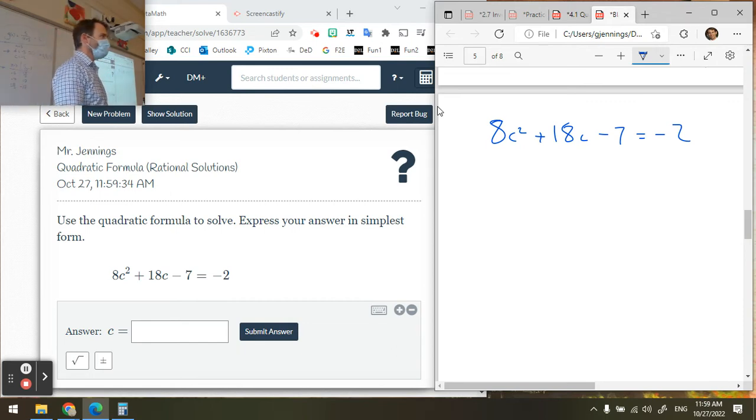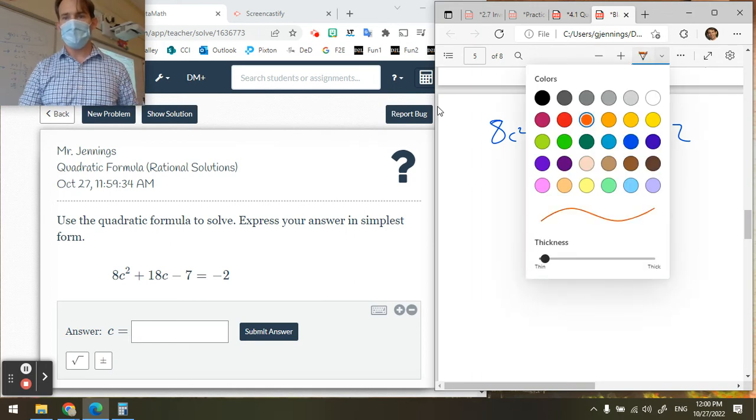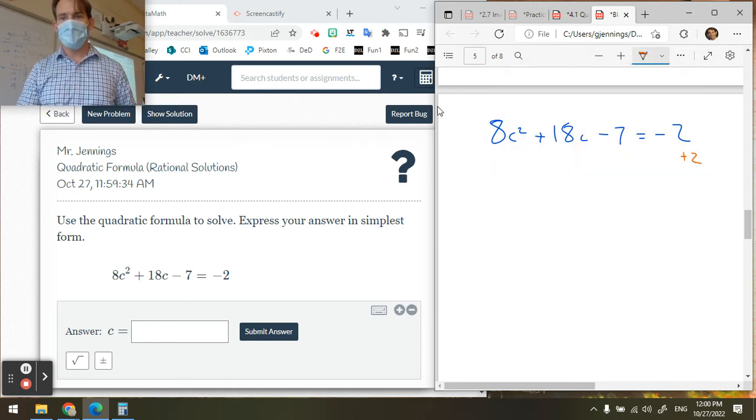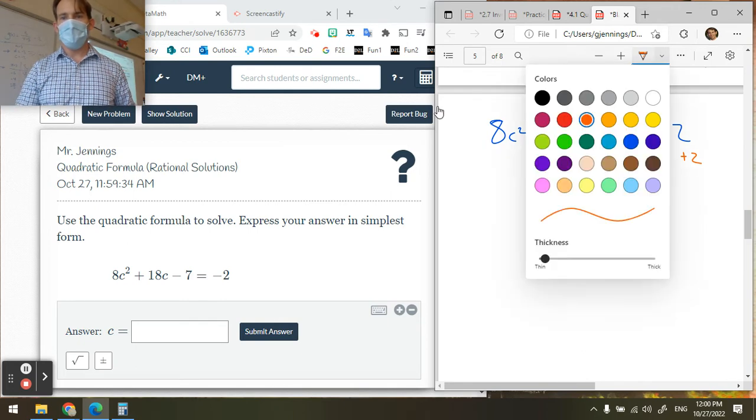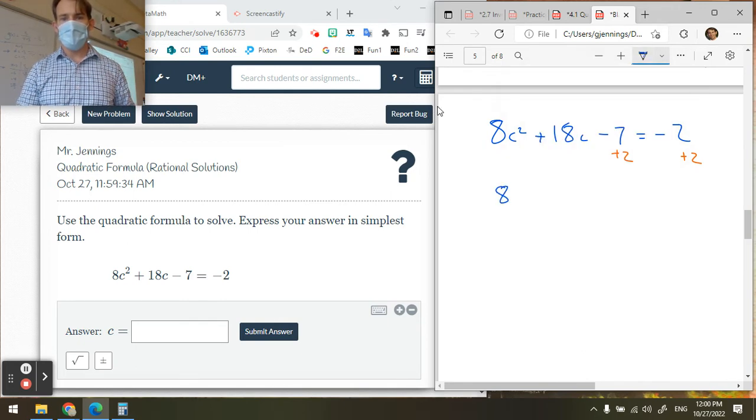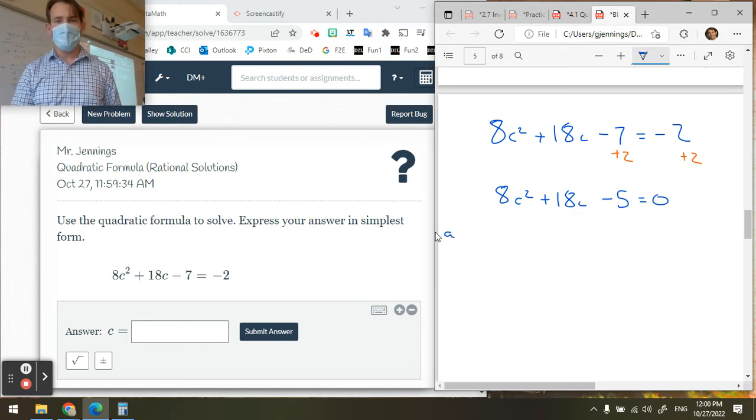Be careful about applying quadratic formula when it's not equal to 0. Always shift everything to one side of the equation so that it is equal to 0. So in order to do this one, you get out your inverse operations pen, you add 2 to both sides, and then you carry on in your original color, 8c squared plus 18c minus 5 equals 0. Now I can apply the quadratic formula with an a value of 8, a b value of 18, and I'm going to use capital C because I have lowercase c as my variable here, as C equals minus 5.